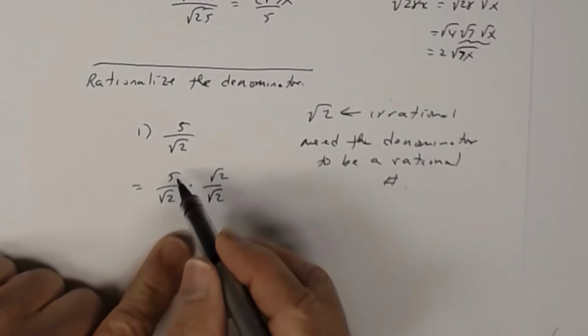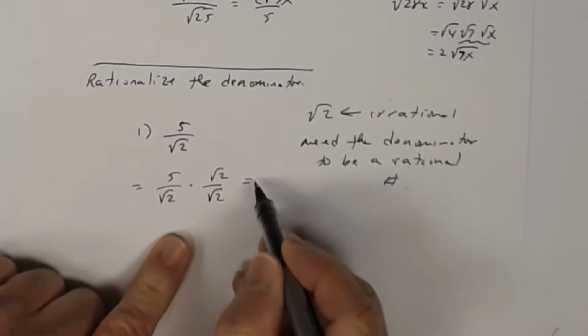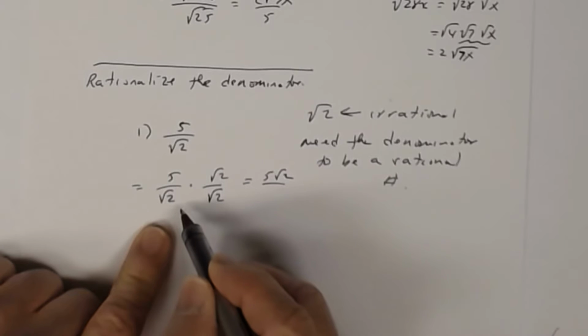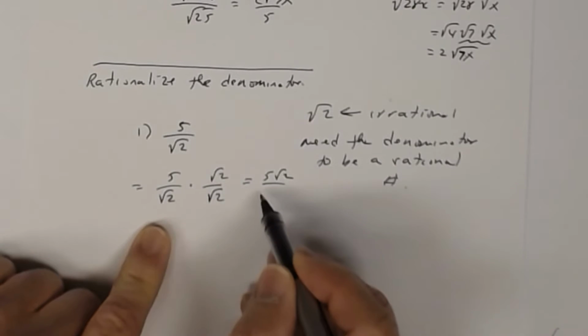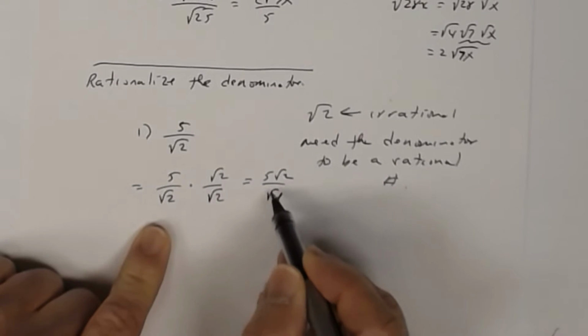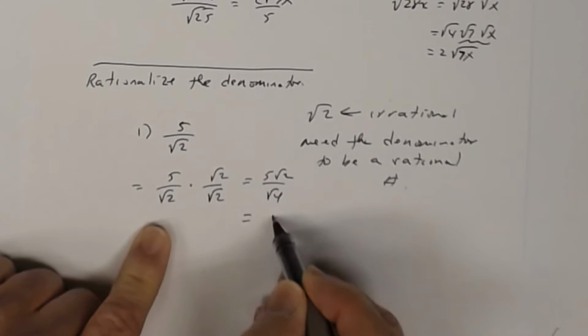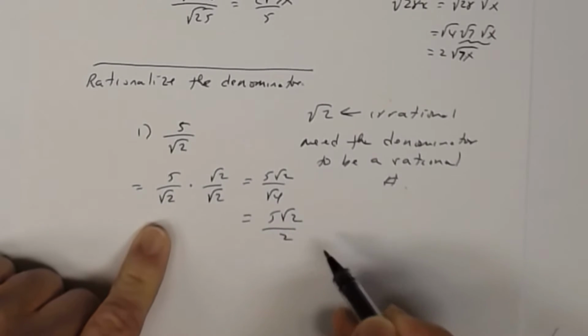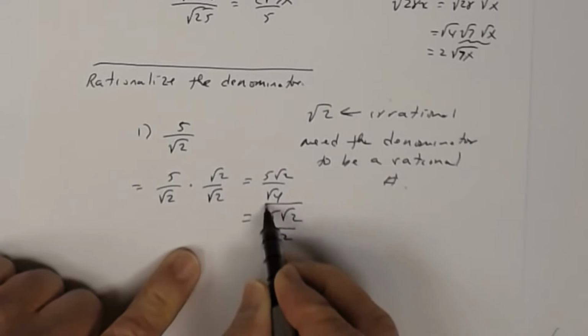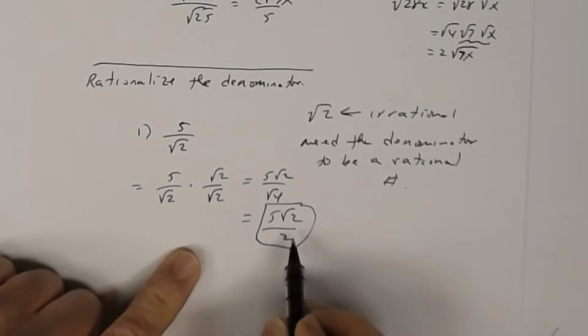So now I have 5 times the square root of 2 divided by, and then the square root of 2 times the square root of 2 is the square root of 4, right? But we know now that 4 is a perfect square, so the square root of 4 is 2. So I get 5 square root of 2 divided by 2. And so now I've rationalized the denominator. I've made that denominator a rational number.